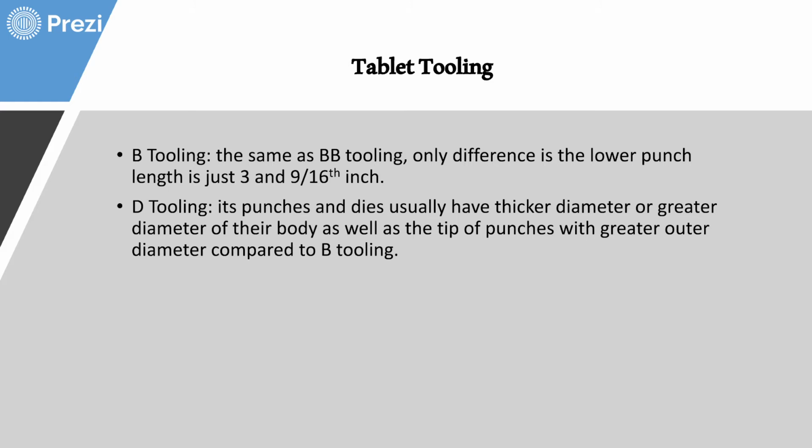As I have told you, B tooling is used for making small size tablets, so the die diameter as well as the barrel diameter, which is used for punching into the die, is small. When we talk about the D tooling, the diameter of the die as well as the barrel diameter is large. Therefore, we get a large size tablet using the D tooling. Basically, the size of any tablet is determined by two factors. First is the diameter of the die cavity and the diameter of the barrel.